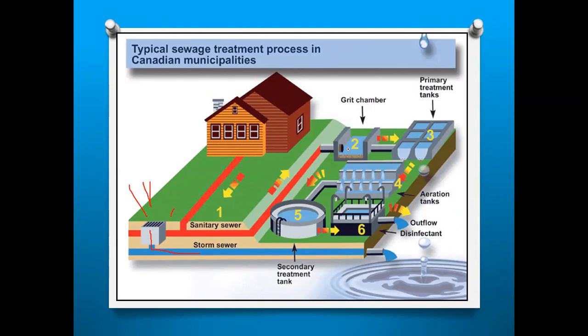So this is going to the grit chamber. Here it is. The water is collected at the top surface, the grit is collected at the bottom surface, and these are going from the grit chamber to the primary treatment tanks where the treatment is going on. From this third stage, it is going to the aeration tank for cleaning.